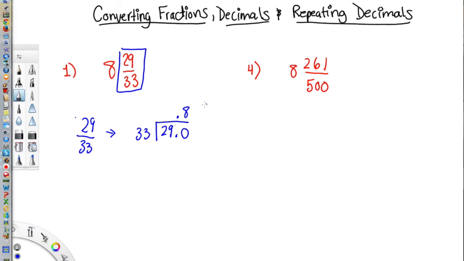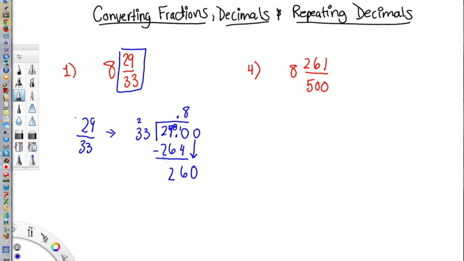8 times 3 is 24. Carry the 2. 8 times 3 is 24, plus the 2 is 26. I subtract. Gotta do some regrouping. The 9 becomes an 8 because I'm borrowing from it, and then the 0 becomes a 10. 10 minus 4 is 6. 8 minus 6 is 2, so I have 26. And I'm going to bring down another 0.